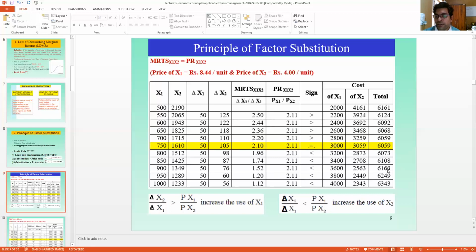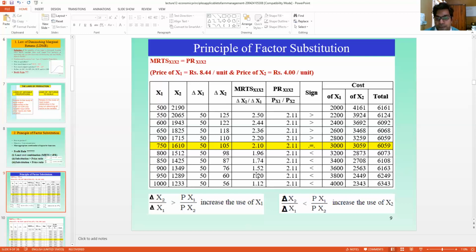Now what is the cost? 6163. Okay. Now if you increase x1 from 900 to 950, what is happening? The cost is increased to 6249. So from 6163, the cost of producing the same output has increased to 6249. Again, this is not advisable, because here the farm management decision is how to produce with least cost.